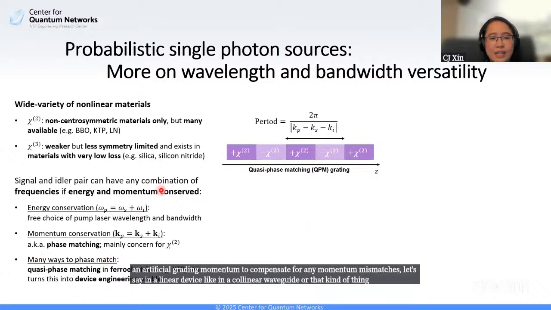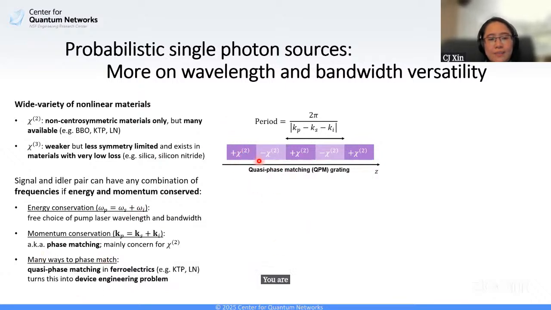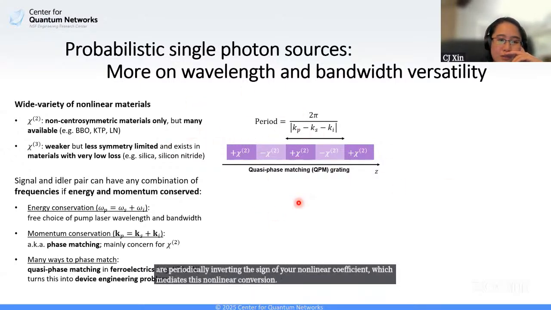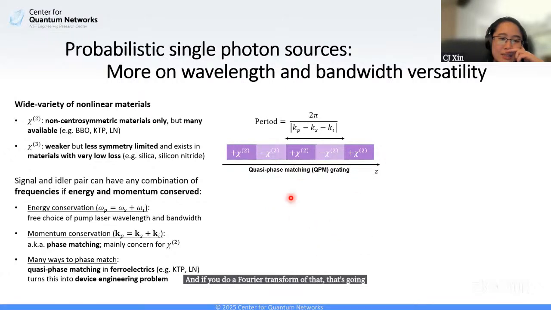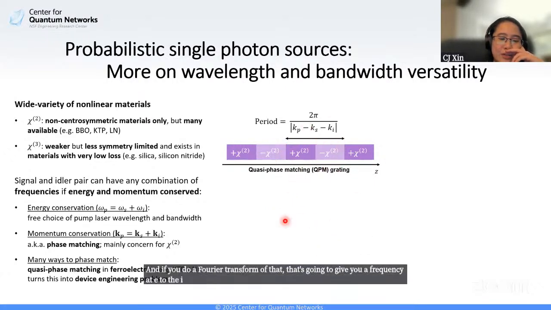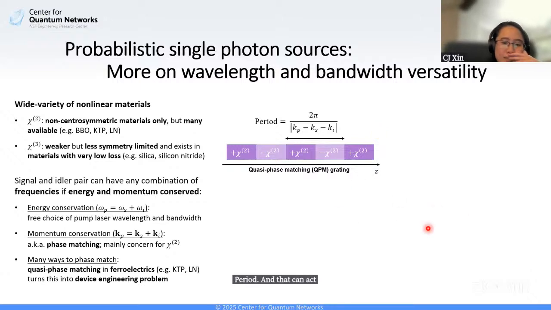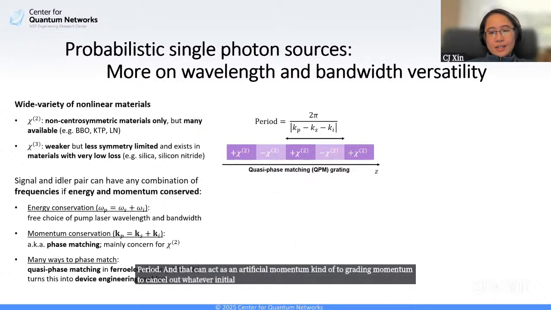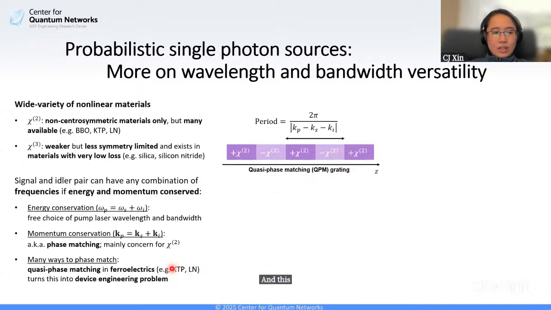And basically what you can think of is that you are periodically inverting the sign of your nonlinear coefficient, which mediates this nonlinear conversion. And if you do a Fourier transform of that, that's going to give you a frequency at e to the i 2 pi over the grating period. And that can act as an artificial grating momentum to cancel out whatever initial delta K there is. And this can be done in a large class of materials, including lithium niobate.